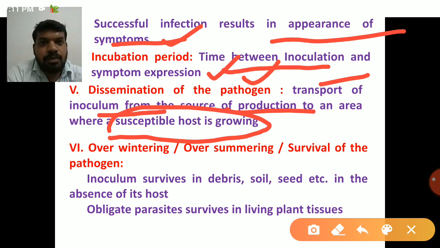Active dissemination is mainly through the transportation of inoculum through plants, plant pots, plant debris, soil, and seeds. These are all active disseminations. Passive dissemination means there is involvement of external agents like insects, air or wind, irrigation water, and rain splashes. These external agents help the pathogen to disseminate.